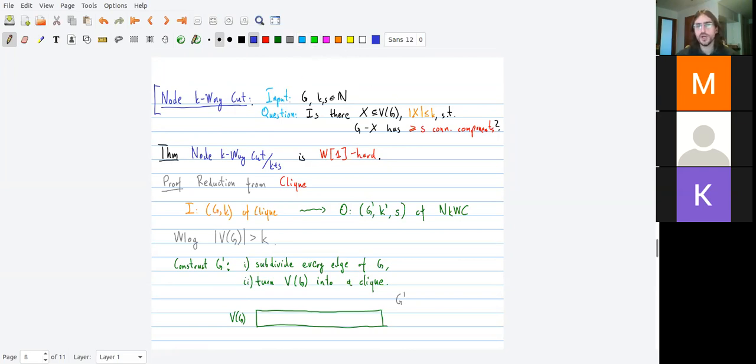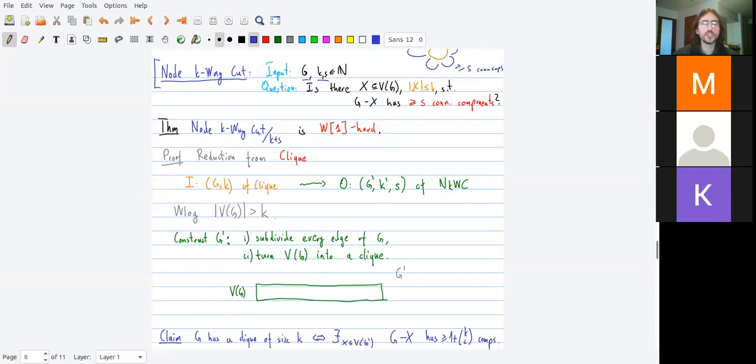So in the problem, we are given a graph and two integers, k and s. And we would like to understand whether in our graph, we can find a vertex set X that is of size at most k, such that after the removal of X, the graph has at least s connected components. In other words, I would like to shatter the graph using a small set of vertices. I would like to remove a small set of vertices in order to find many connected components.